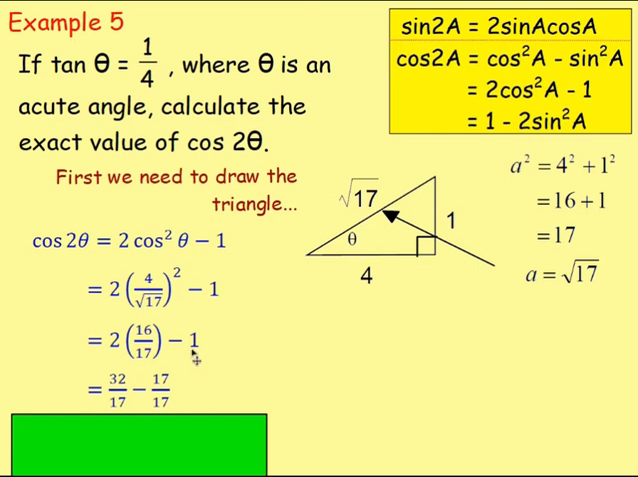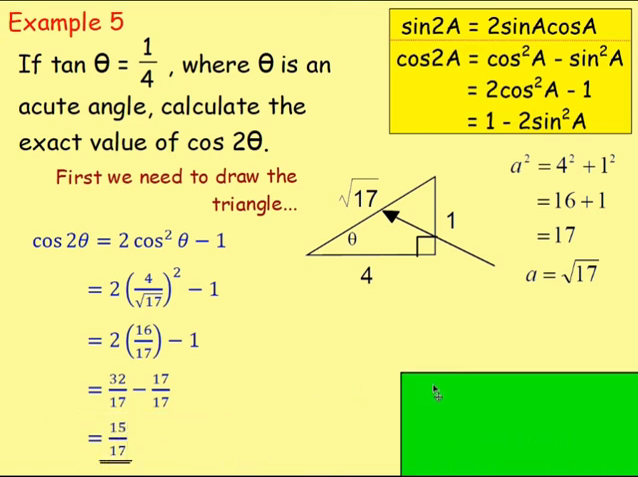Take away, well, really to subtract, when you've got fractions, you want to imagine the 1 as a fraction. So 1 can also be written as 17 over 17. Doing that then, now the denominator is the same, just subtract the numerator and you would get 15 over 17.